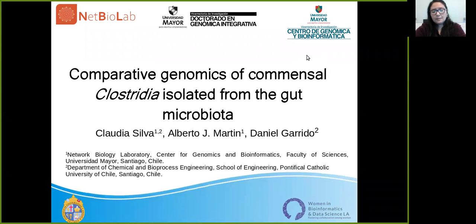Hi everyone, I'm Claudia Silva, PhD student in Integrative Genomics at the Universidad Mayor of Chile. Now I present my poster titled Comparative Genomics of Commensal Clostridia Isolated from the Gut Microbiota.